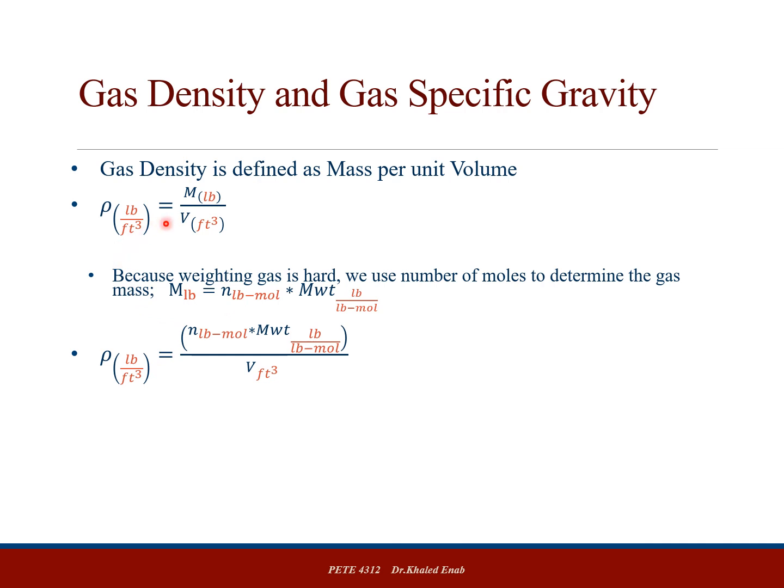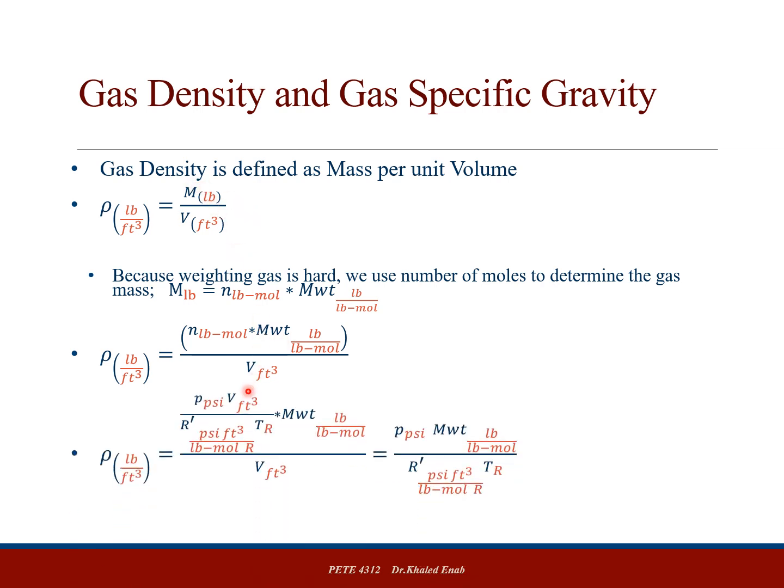So by substituting in this equation, density equals the number of moles times the molecular weight divided by the volume. We can substitute the number of moles by PV divided by RT from the ideal gas equation, right? Times the molecular weight divided by V. Then we'll end up with density equals pressure times molecular weight divided by R times T.